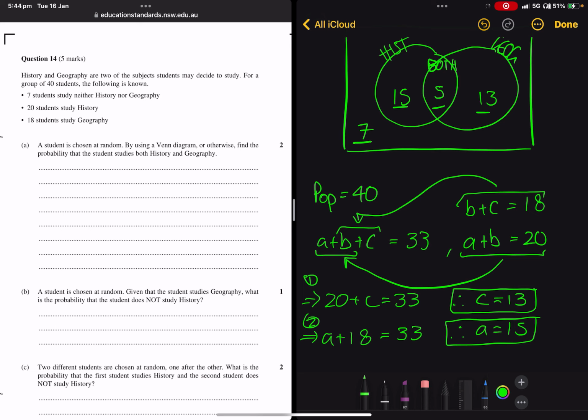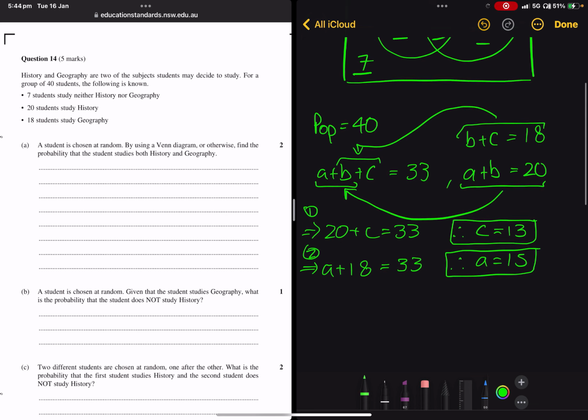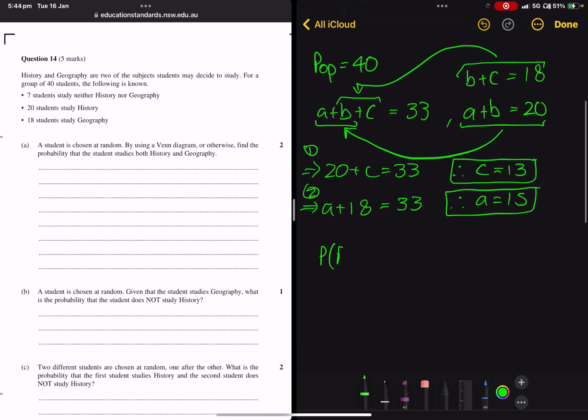If a student is chosen at random, find the probability that the student studies both. Well, the probability of both in this case is going to be the number that do both, which we just calculated is 5, divided by the total number of students, which is 40. As a fraction, this is 1 on 8, 12.5% if you want to do it as a percentage. So this is the answer for part A.